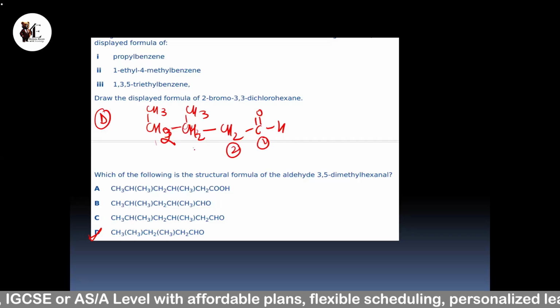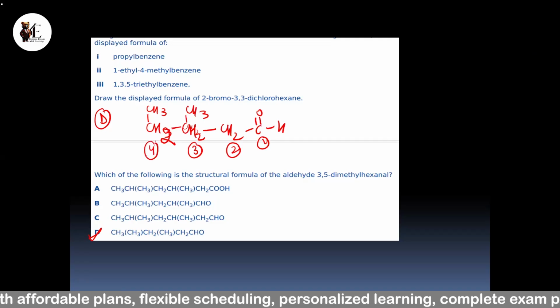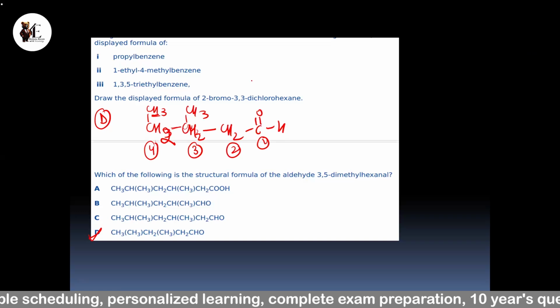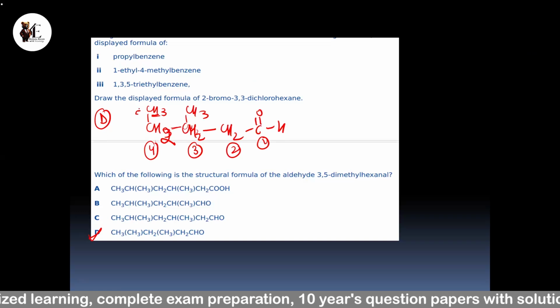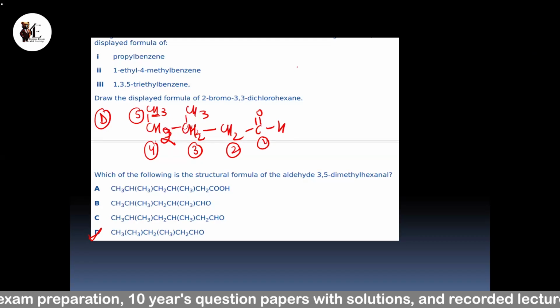1, 2, 3, 4. It is in the branching, but the first rule of IUPAC nomenclature says that we have to select the longest carbon chain. So longest carbon chain is this, right? 1, 2, 3, 4, 5. That's why it is pentanol. The root word is pentane.